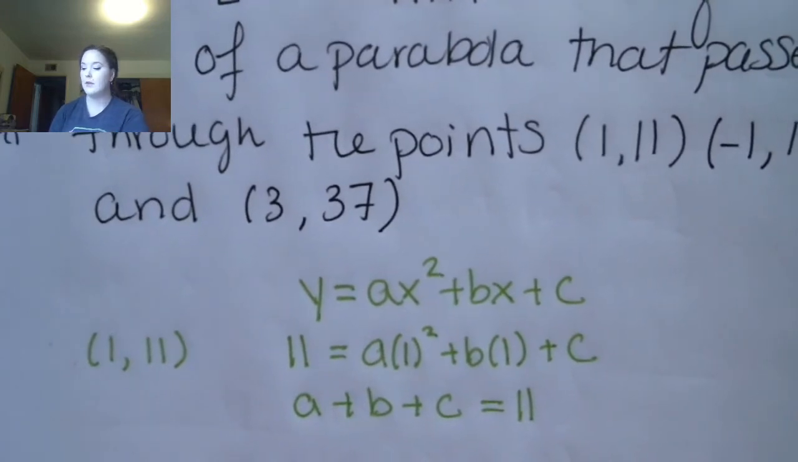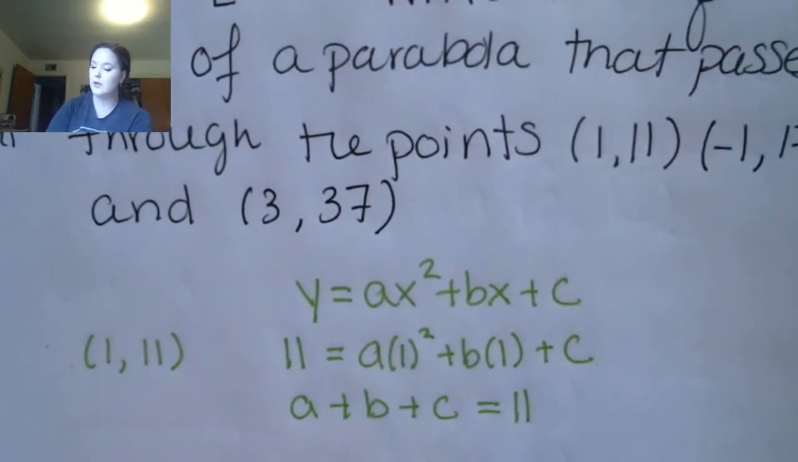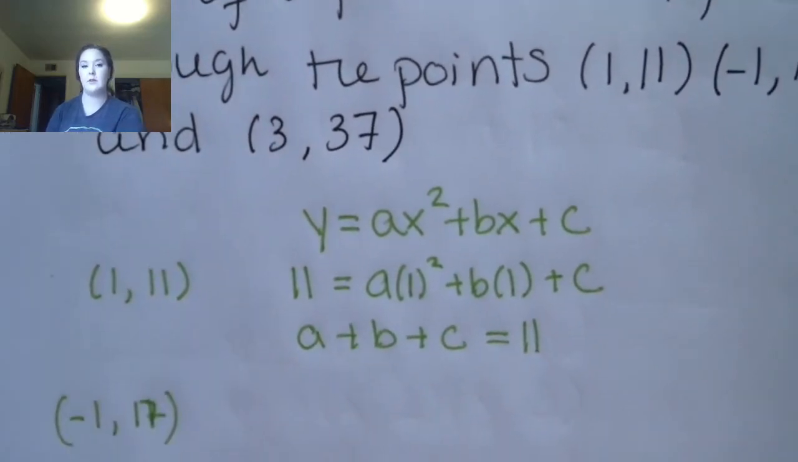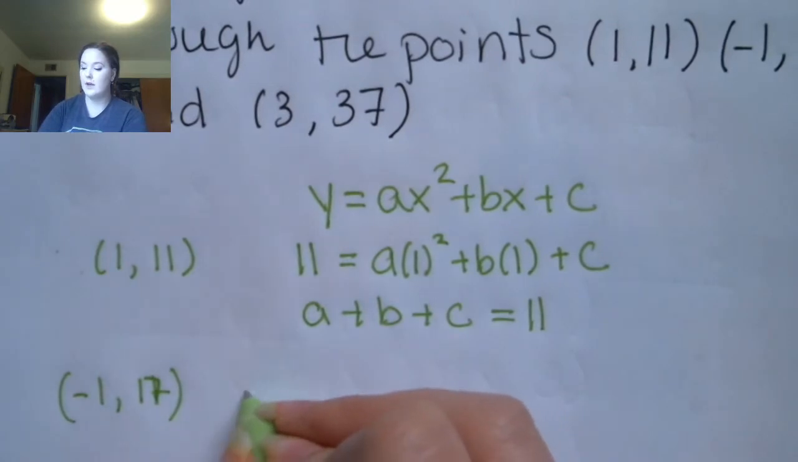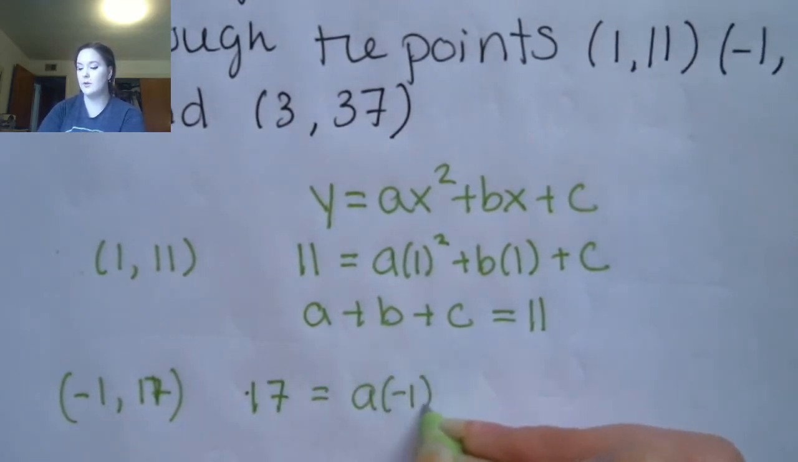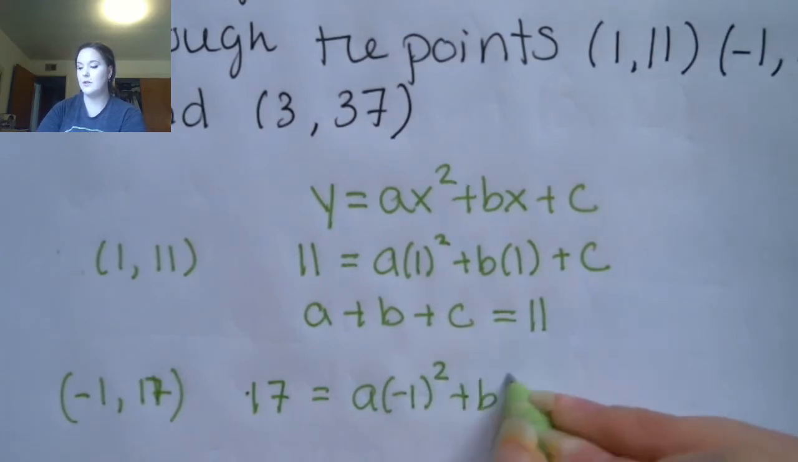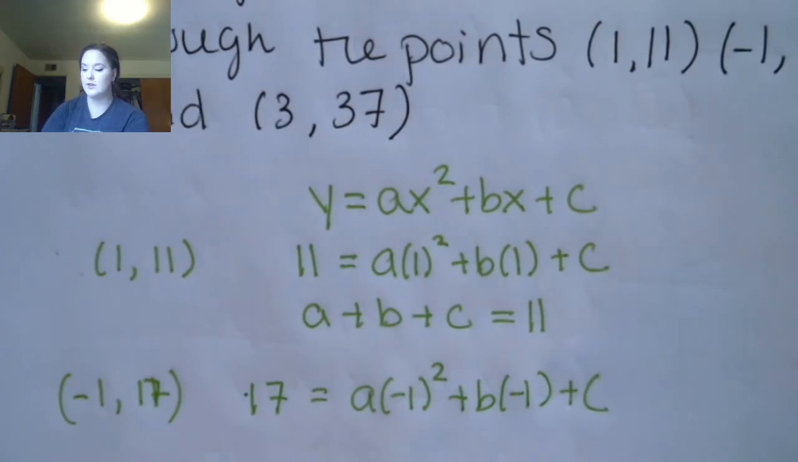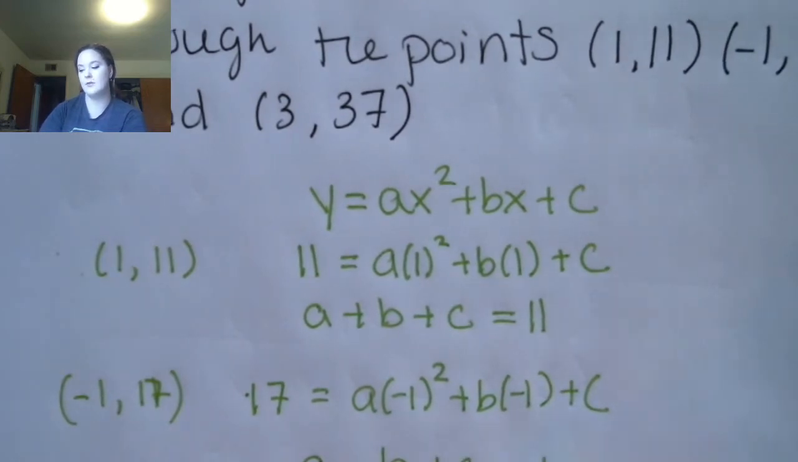Then I'm going to do the same thing with the next point. I'm going to plug in negative 1 comma 17. So I'll have 17 equals a times negative 1 squared plus b times negative 1 plus c. Again I'm going to write this in that other format. Negative 1 squared is 1, so I'll have 1a minus b plus c equals 17.